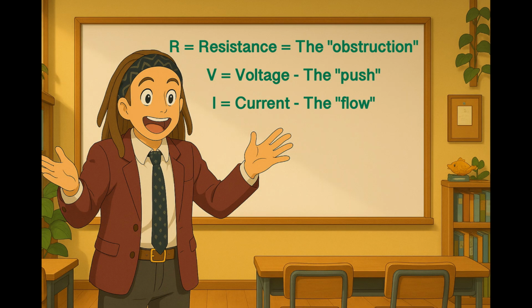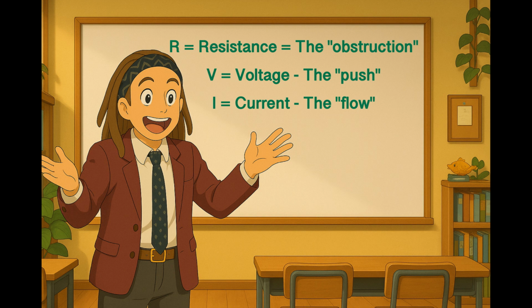Step 2. Identify key variables. In this circuit, we have three main players. Voltage, V. Think of voltage as the electrical pressure, or push, that makes the charges move. It's like the pressure from a water pump pushing water through a pipe. We measure voltage in units called volts, V. In our diagram, the battery provides the voltage.